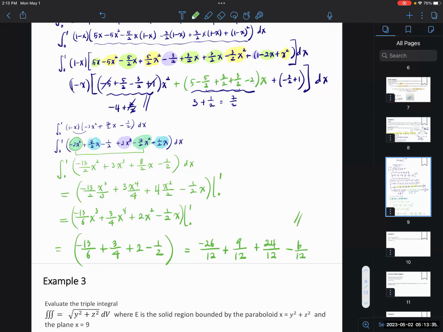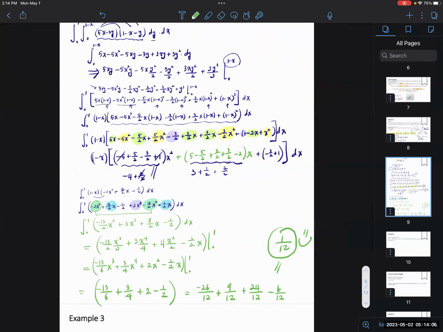So what are you going to get? Let's calculate that number. So we have negative 26 plus 9, that's negative 17, plus 24, that's 7, minus 6, we have 1 over 12, that's the answer. Woo, we got it. So I told you, it's a long calculation, but you guys already know how to take the integral. So that's a little bit long work.